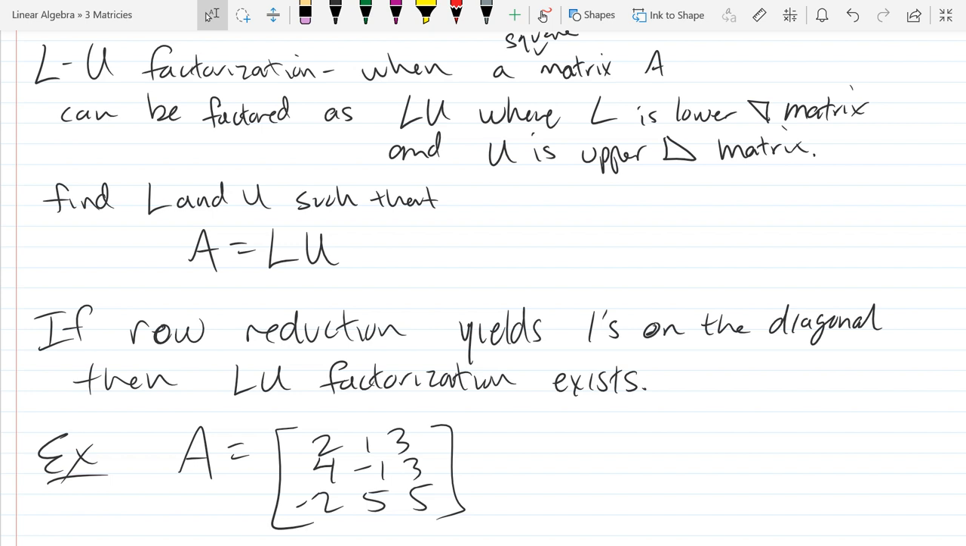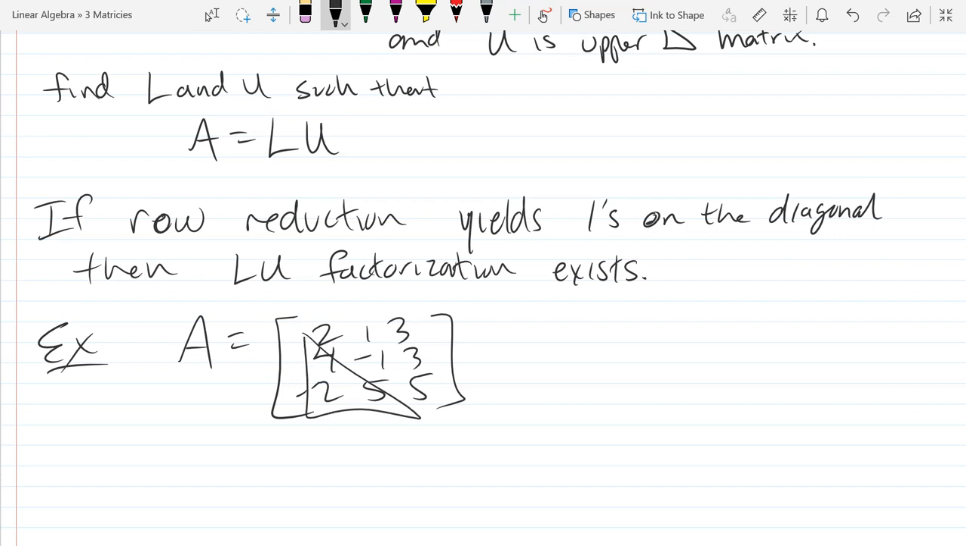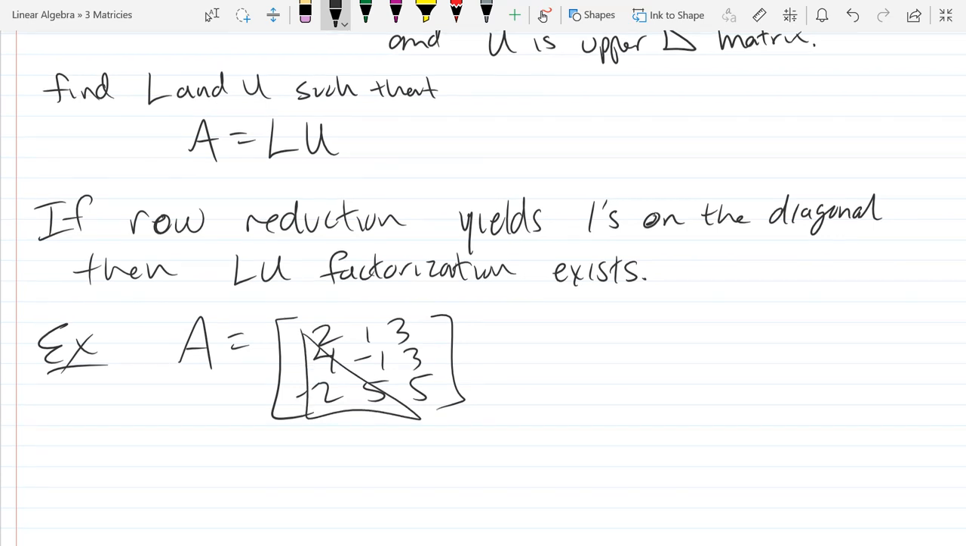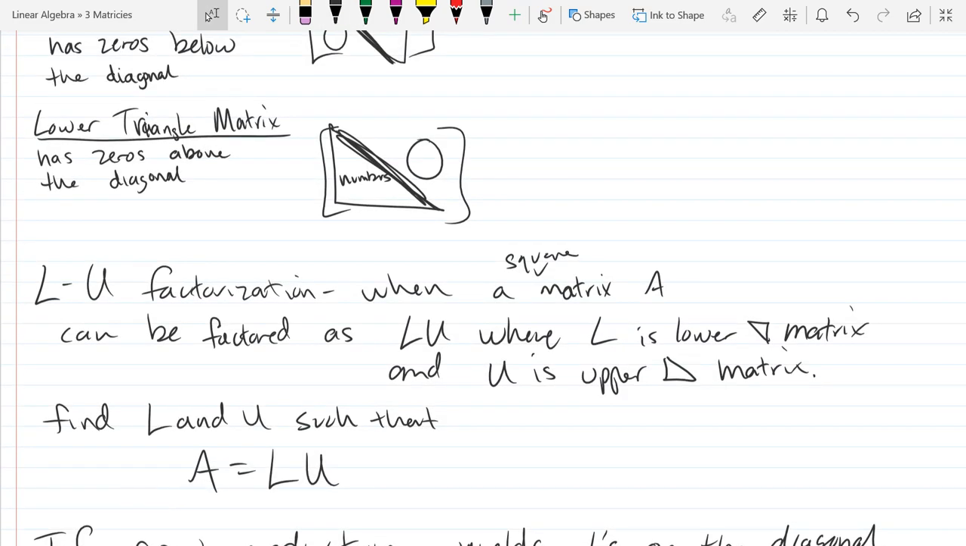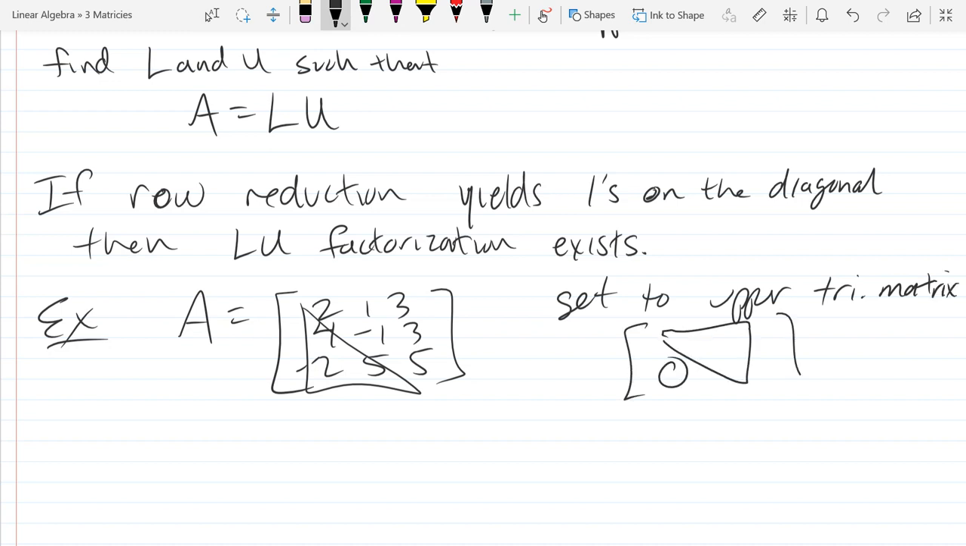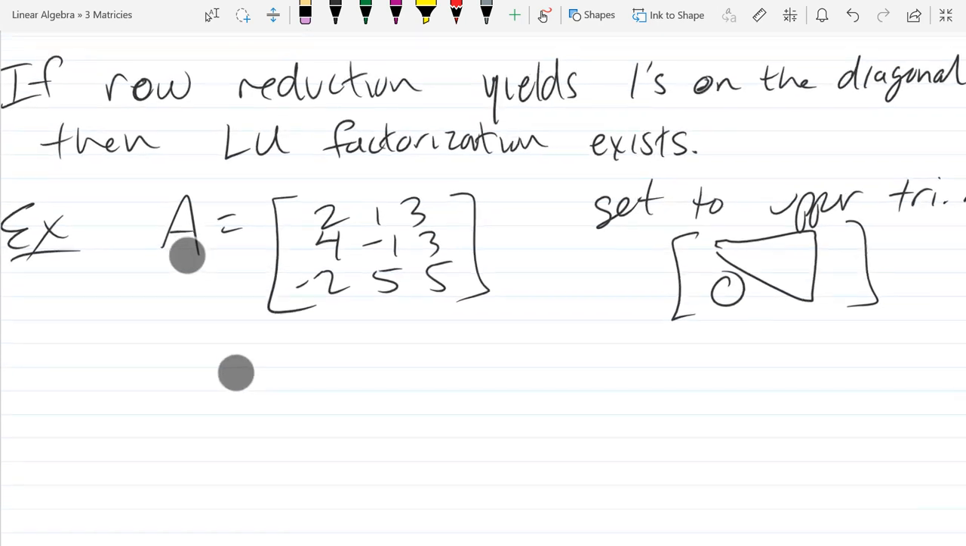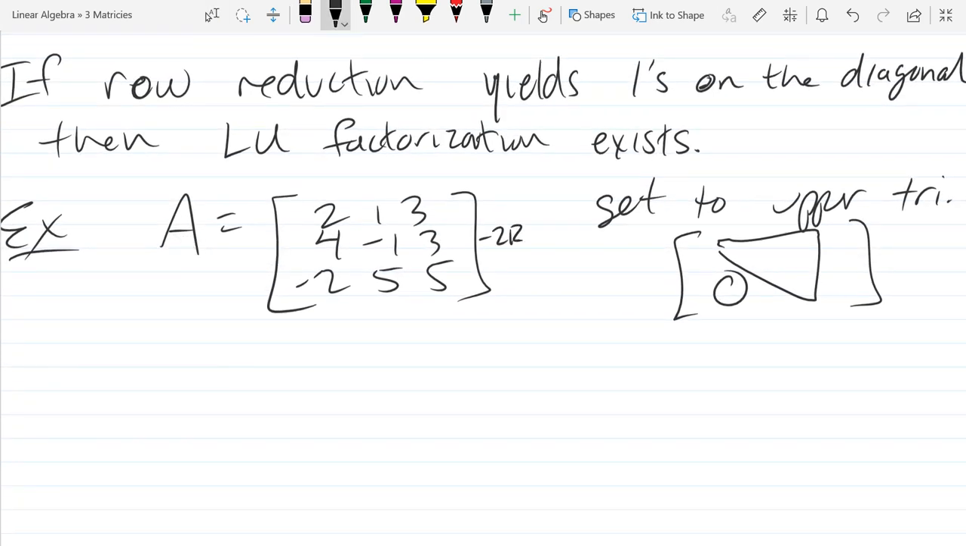So make sure that you keep track of them. Let's not go all the way to the identity. Let's just get zeros in the lower left. We don't need to go all the way. Let's just get to a lower triangle matrix. Whoa. Upper. Get to an upper triangle matrix. So don't go all the way to the identity. Just get to an upper triangle matrix. So just get zeros below the diagonal. And you can do two row operations at once.